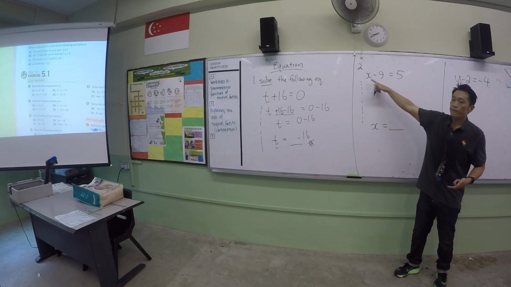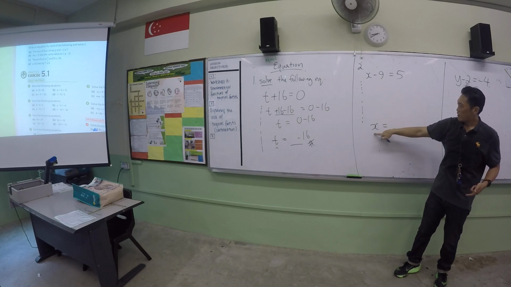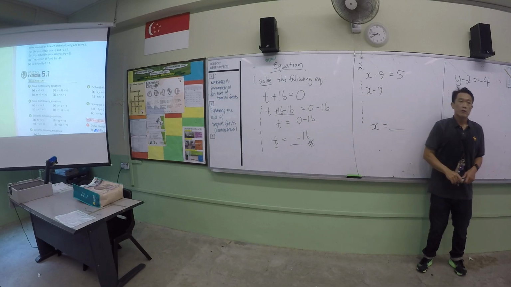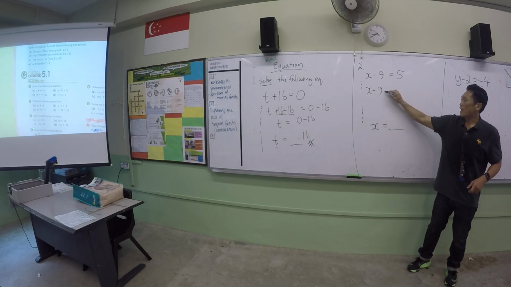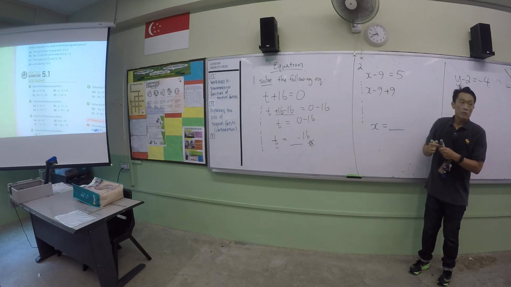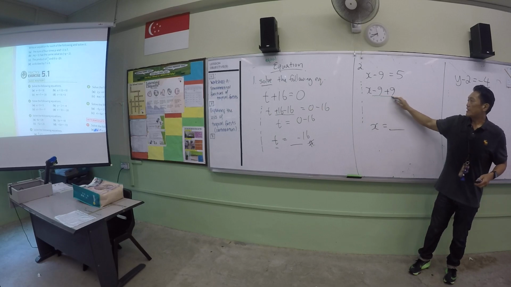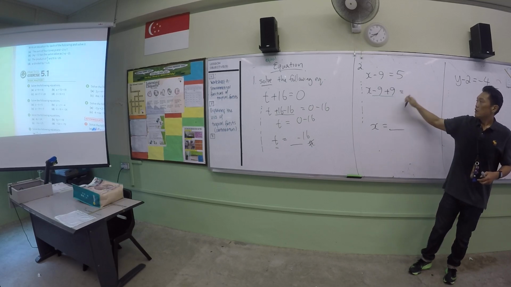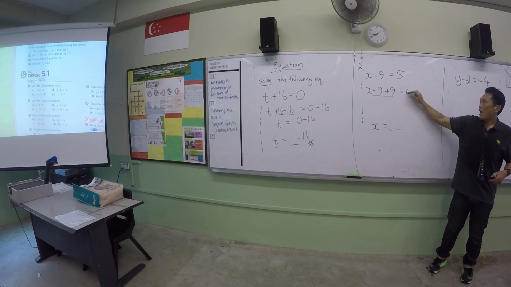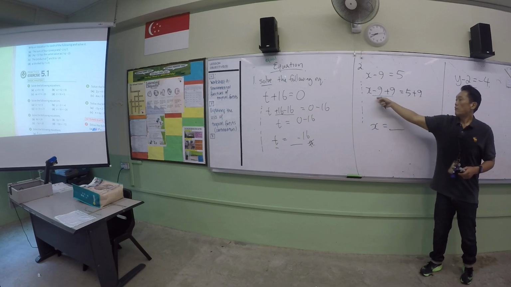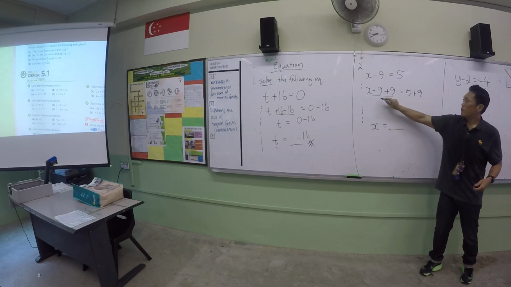So this time round, from x minus 9, how can I make it become x? I need to get rid of minus 9. So to get rid of minus 9, I need to plus 9, so that minus 9 plus 9 becomes 0. And because I plus 9, I must do the same thing on the other side. Minus 9 plus 9 will become 0.